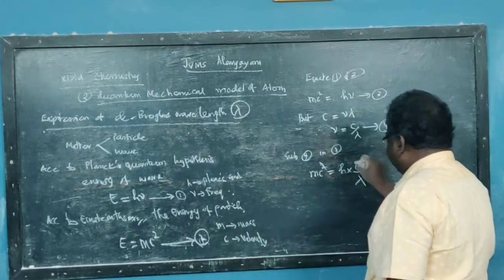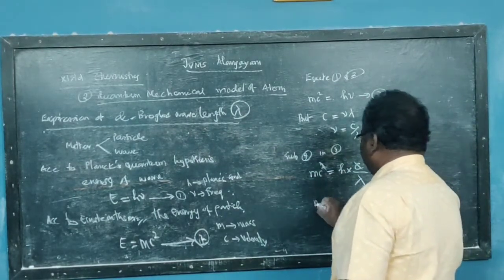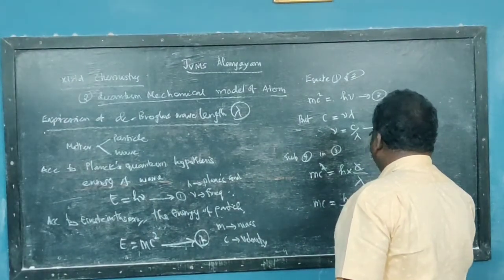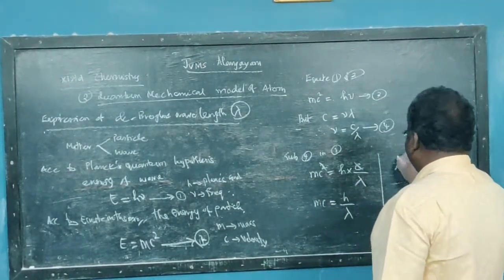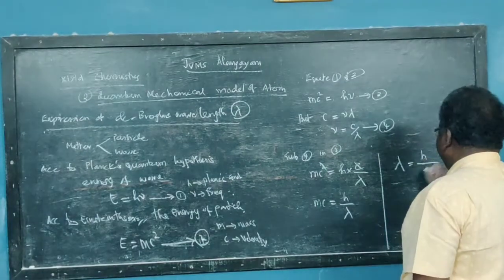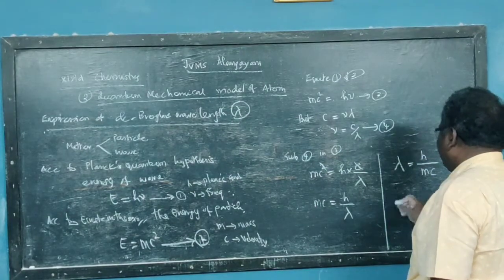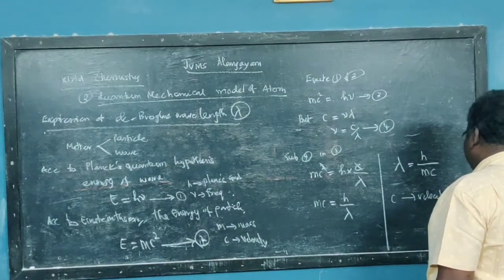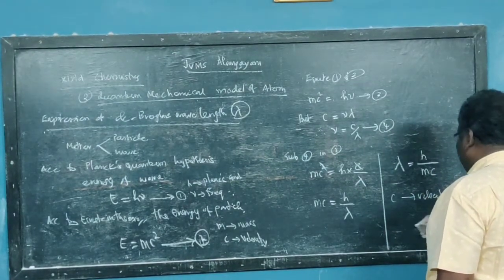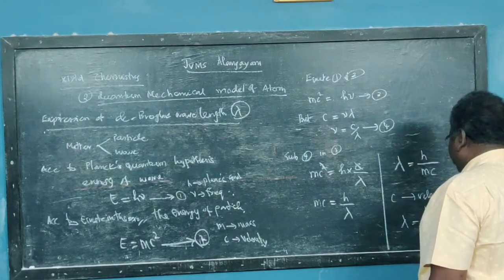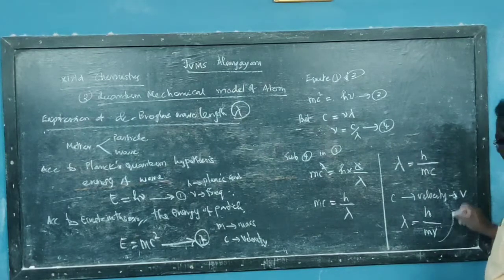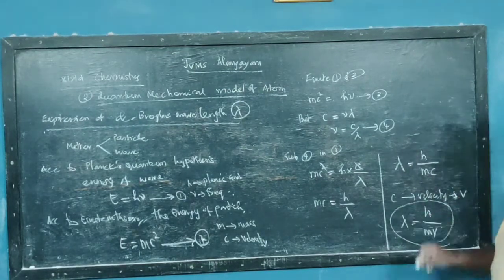So what is getting cancelled? c gets cancelled. Therefore this becomes mc is equal to h by lambda, or lambda is equal to h by mc. Mostly c is the velocity, which is expressed in terms of v only. Therefore, lambda can also be given as h by mv. So this is called the expression for de Broglie wavelength.